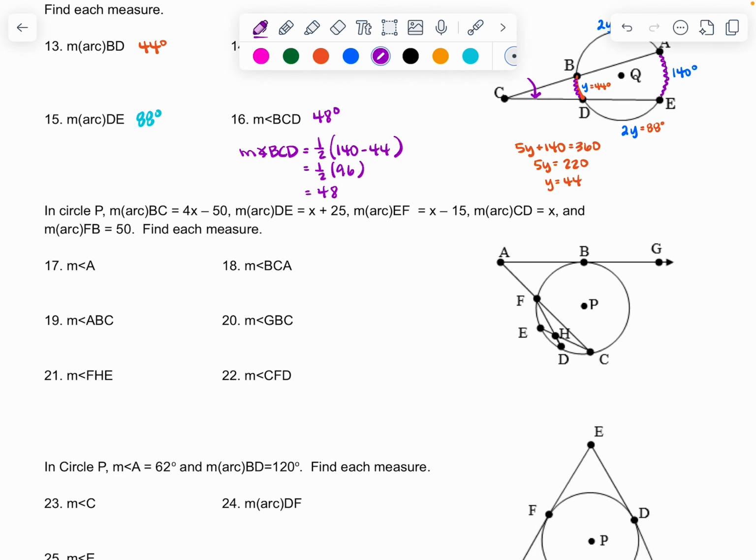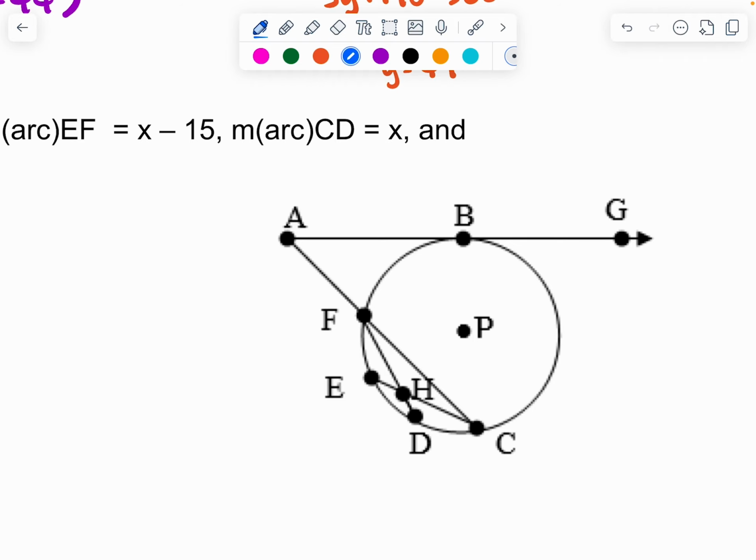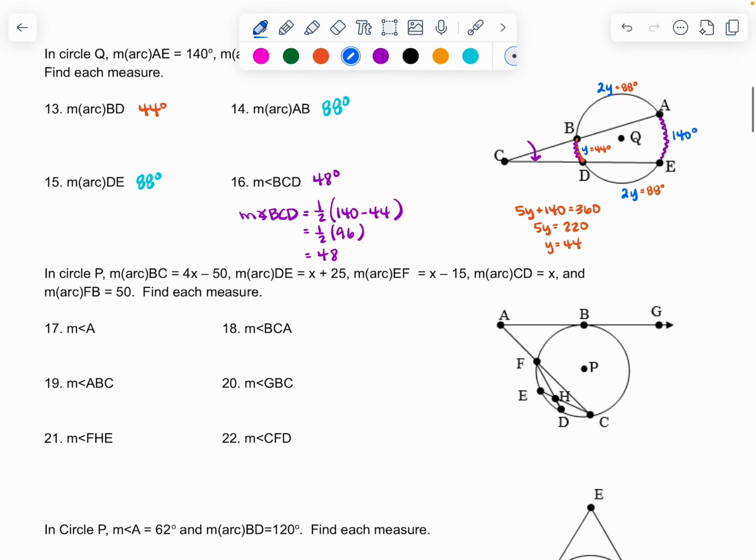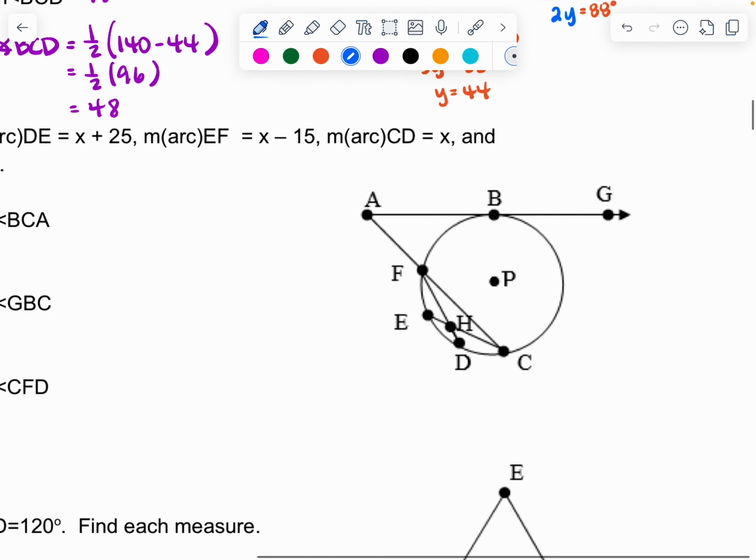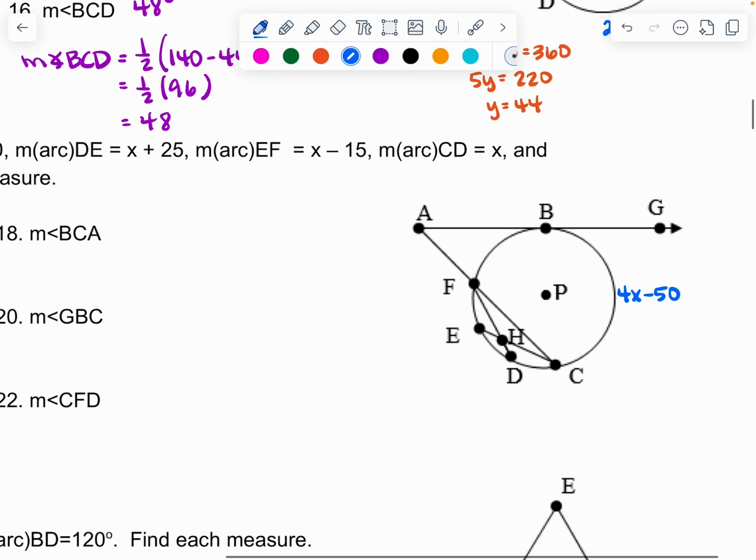All right, next diagram. It's just a big cluster of diagrams here. Man, this one looks super complex. There's a lot going on there. Let's see, arc BC. Okay, so arc BC is 4x minus 50. So that's from here to here, 4x minus 50. Okay, arc DE is x plus 25. I'm just going to put a little line right here. x plus 25. Okay, EF is x minus 15.